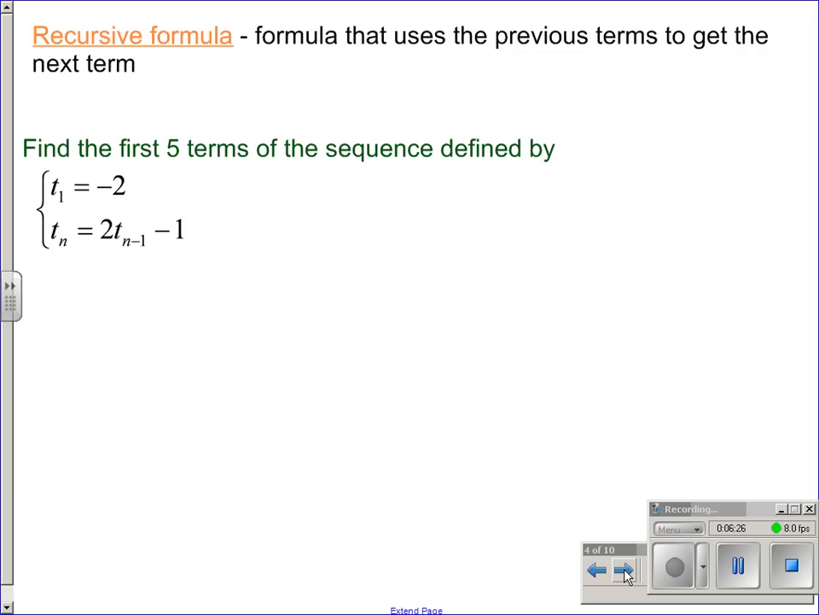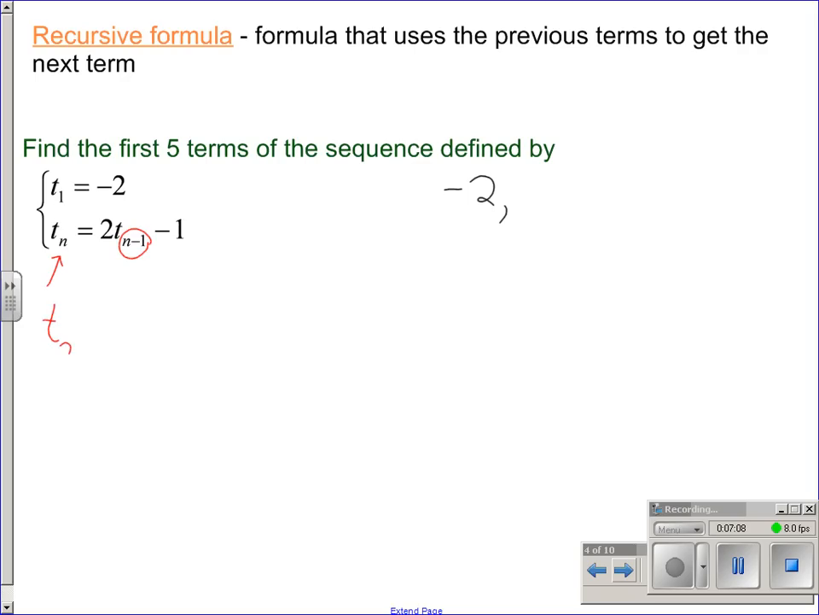So, as an example, it says find the first 5 terms of the sequence defined by this. What it says right here, this t sub 1, just means that is your first term. So we know what our sequence starts with. It starts with a negative 2. Now, in this recursive formula, we're going to find the next term, t sub n. But notice how this subscript right here is n minus 1. Remember, those subscripts are integers. So if we're looking for the second term, n minus 1 is the term before it. If we're looking for the nth term, n minus 1 is the term before that.